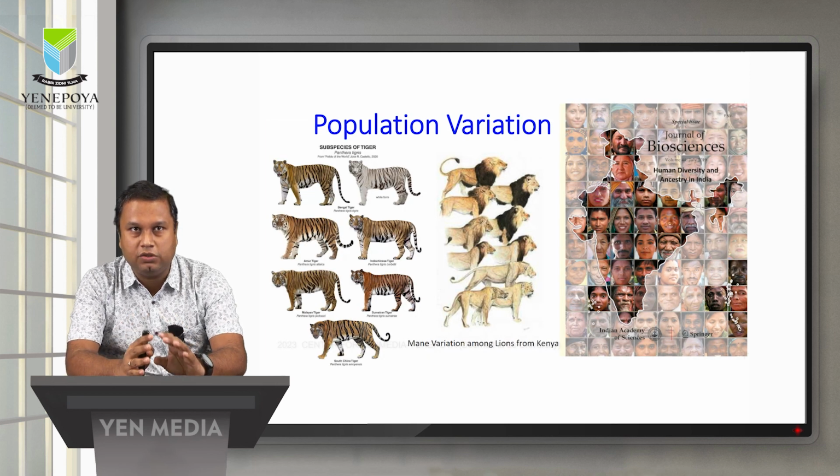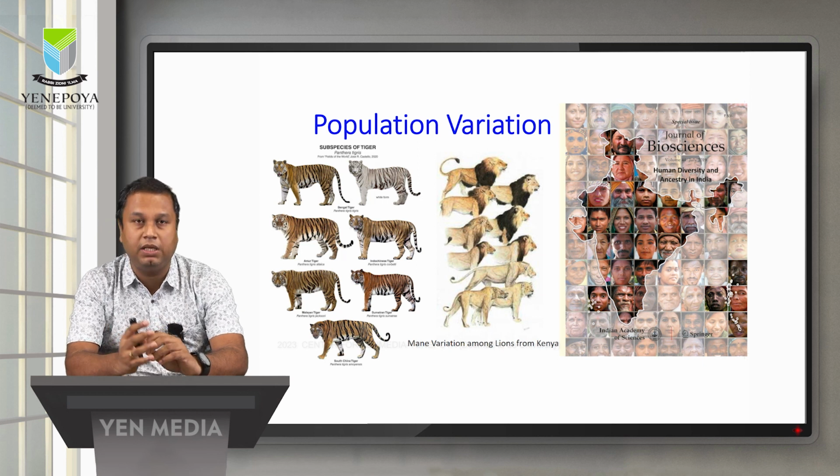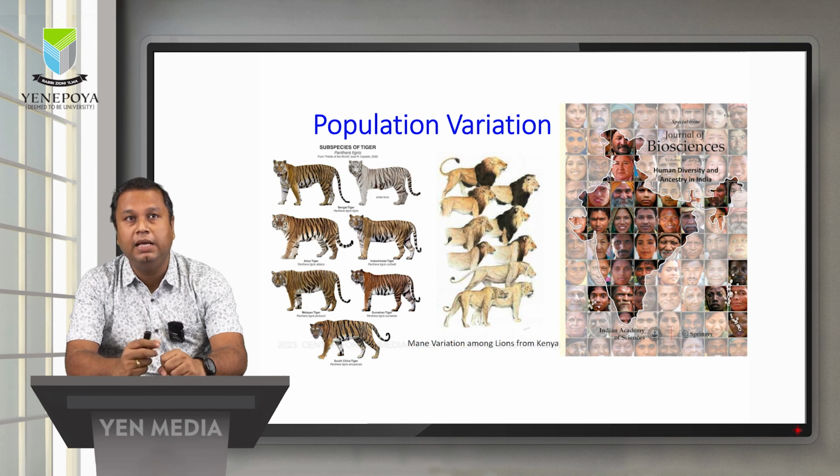Now, to give you a heads up about how much variation you see in the animal world as well as in the human world, you can see there are several tiger photos over there. They are all the same species, Panthera tigris, but you can see so many variations in terms of their skin color, stripe pattern, etc. And the lions that you see on your right side, they are all from the same country, Kenya. But look at their mane. Their mane shows lots of variations despite being from the same country.